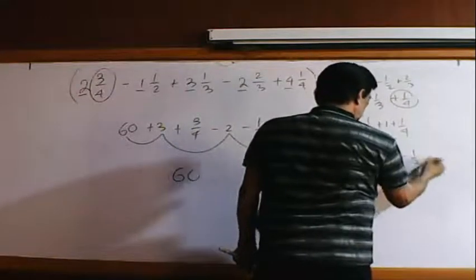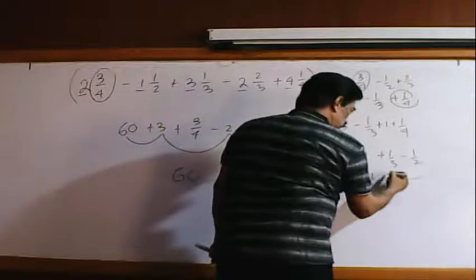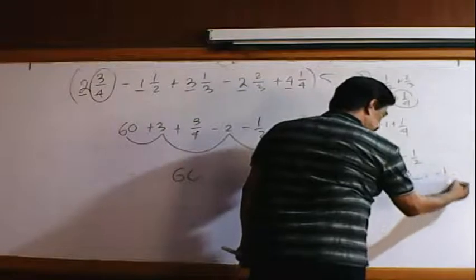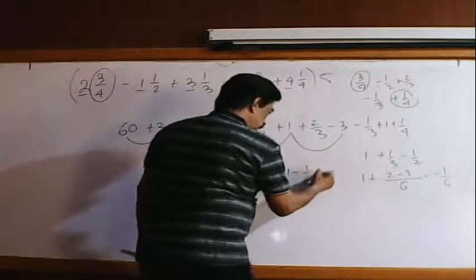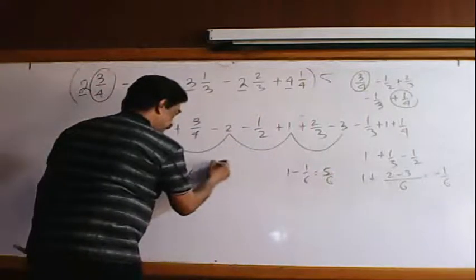Minus half. So your result 1 plus, this is 6, this is 2 minus 3. So result is minus 1 by 6. So 1 minus 1 by 6 equals 5 by 6. So your result is 60 and 5 by 6.